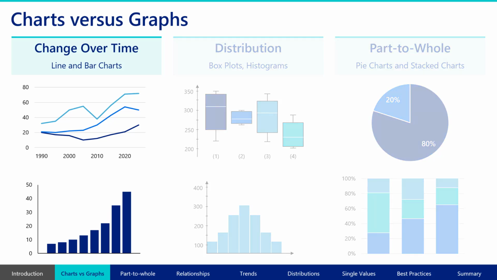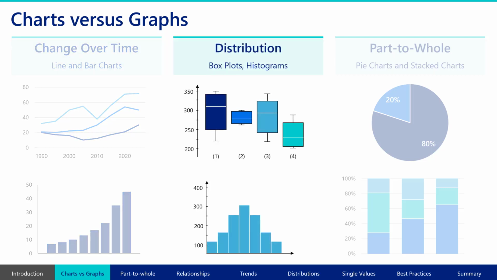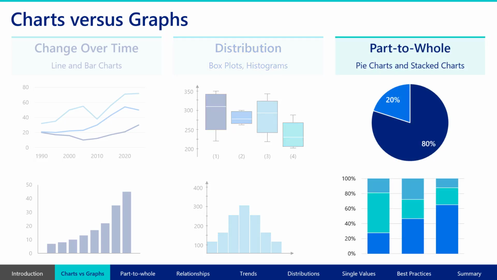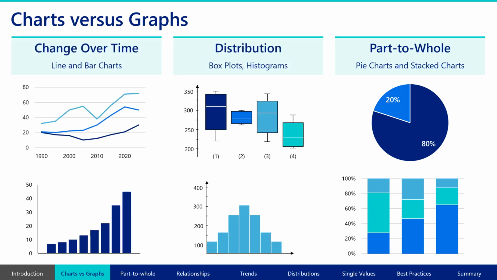Your audience may be interested in what happens over time, want to examine relationships or see the distribution of the data between categories, or they may simply want to make part-to-whole comparisons. Knowing the questions your audience needs to answer will help you narrow down your choices.